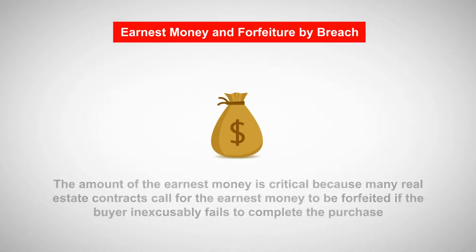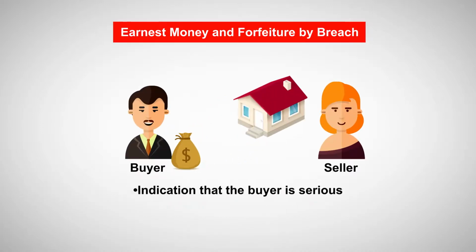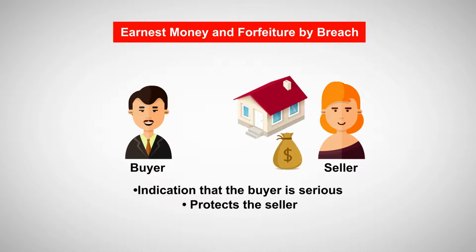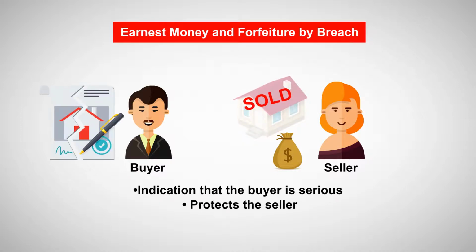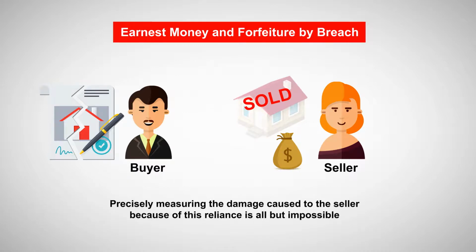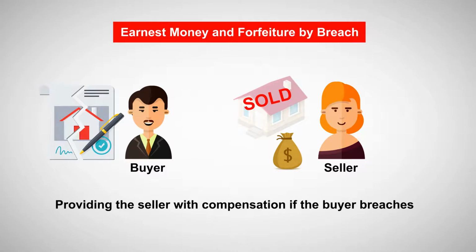The earnest money, then, serves not only as an indication that the buyer is serious, but it also protects the seller. In reliance on the contract, the seller typically takes the property off the market and stops trying to sell it elsewhere. If the buyer breaches the agreement, precisely measuring the damage caused to the seller because of this reliance is all but impossible. Therefore, the earnest money creates at least some level of certainty by providing the seller with compensation if the buyer breaches.